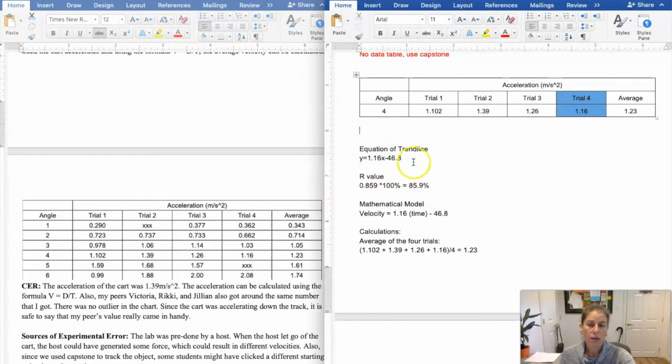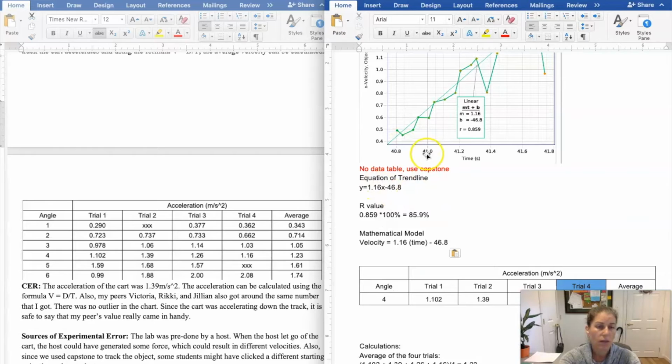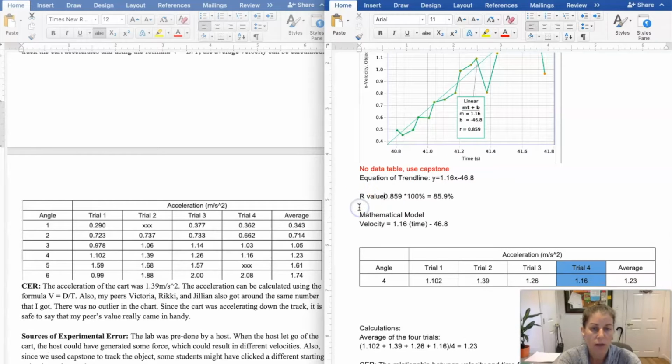On this side here, you'll see there's an equation of the trend line, an R squared, a mathematical model. All of this stuff should go. I would put it right under the graph, so we know what it refers to. So the equation of the trend line comes out of this box, and then you write it in the form y equals mx plus b. The R squared value is not really necessary. You don't have to do that. It's not wrong, but you don't need it. So you can put that.